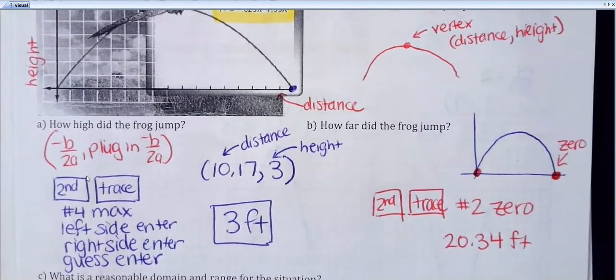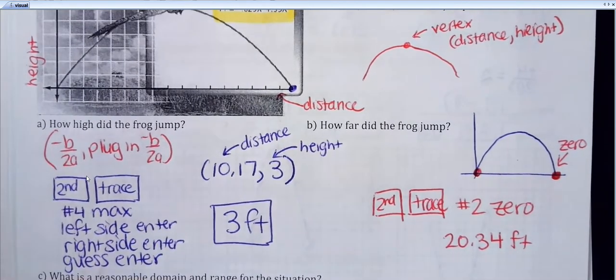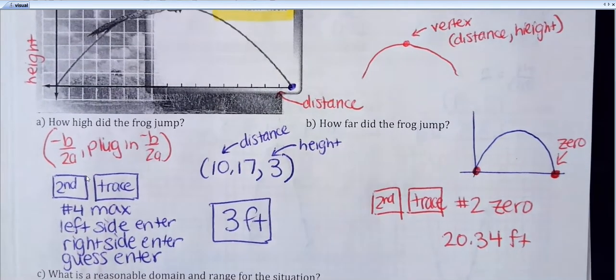It's a very similar process to finding the vertex. It's just left side, right side of a 0. You're either going to be above and below. If the graph turns the other direction, the left side will be above and the right side will be below. So just keep that in mind. Okay, is anybody having a question?